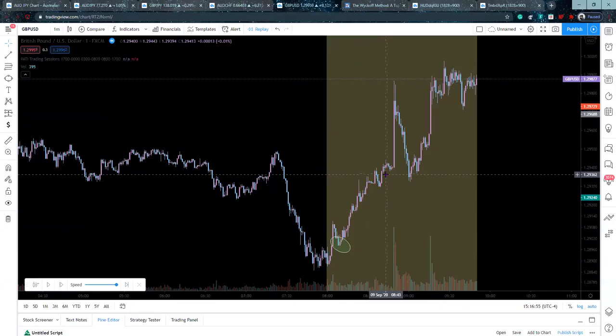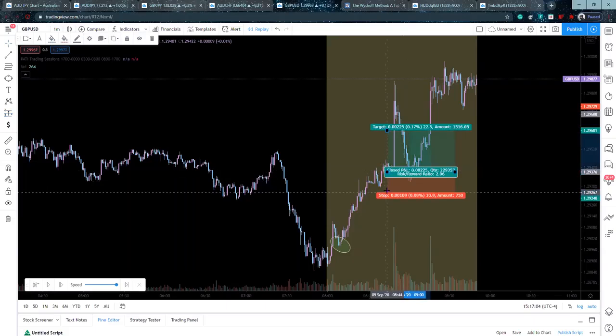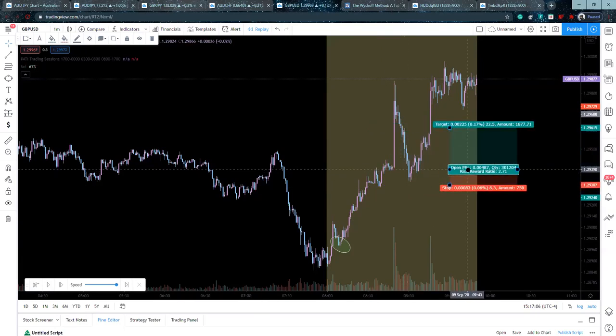So your entry would have been right around here, and then your stop loss would have been right there, right? You could have entered that position if you really wanted to scalp the 1 minute. What would have been your stop loss? Your stop loss would have been a total of 8 pips.